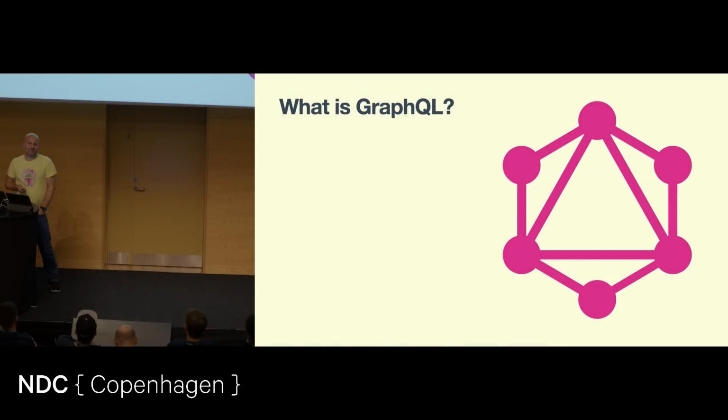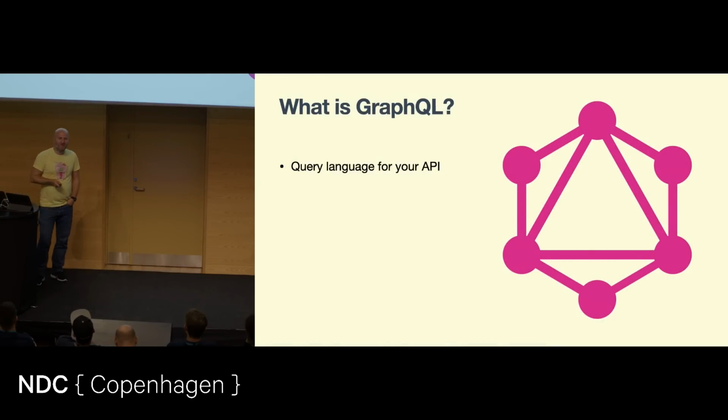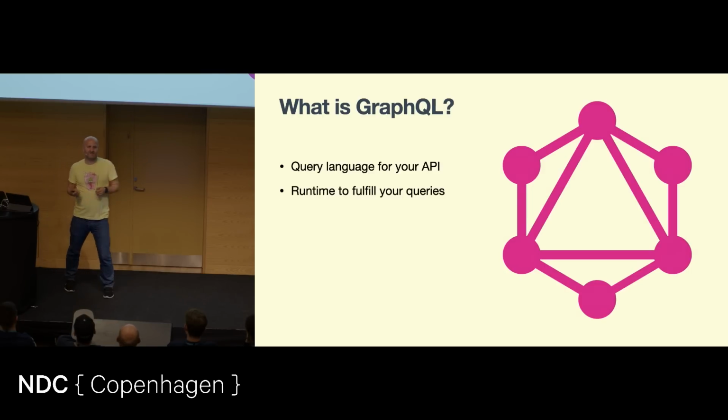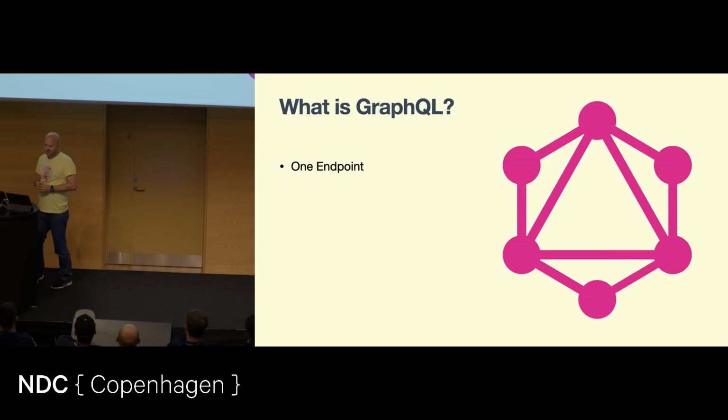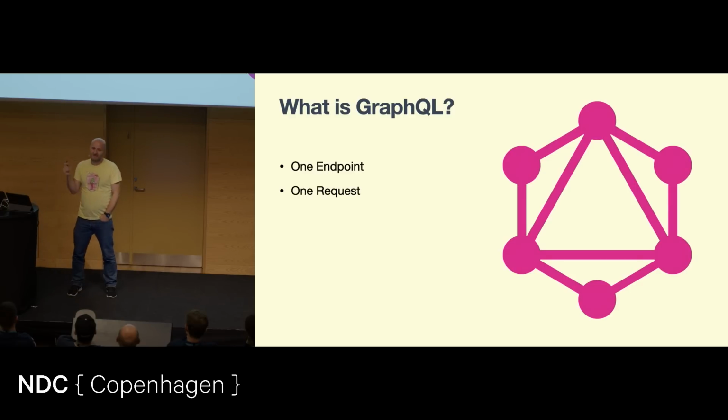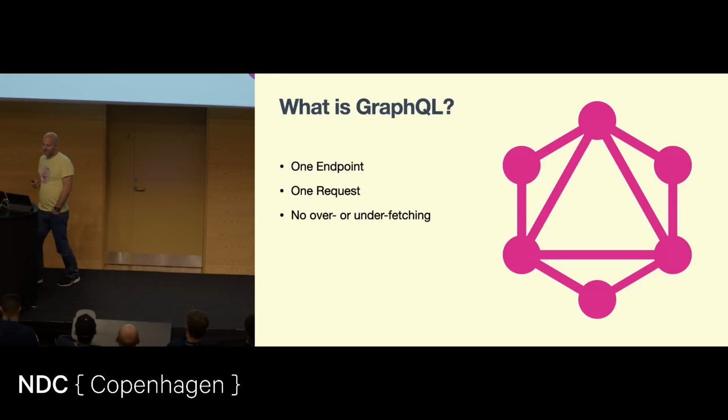So what is GraphQL? GraphQL is a query language for your API and a runtime to fulfill those queries. And that means in GraphQL we have a single endpoint, and we can get all the data we need in a single request.